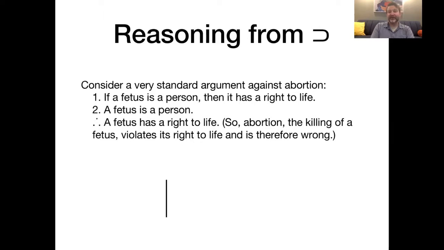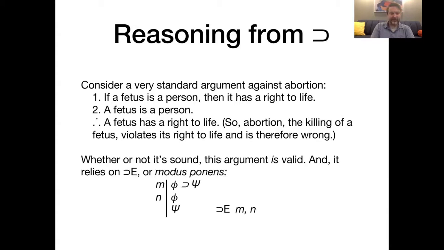So consider a very standard argument against abortion. This is similar to the argument I gave just a minute ago. Premise 1, if a fetus is a person, then it has a right to life. Premise 2, a fetus is a person. Conclusion, a fetus has a right to life. And it follows from that, people will argue, that abortion, the killing of a fetus, violates its right to life and is therefore wrong. So I think this is a standard argument that many of us have heard before.